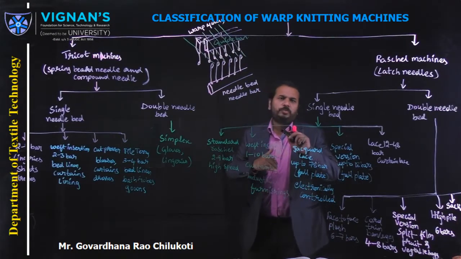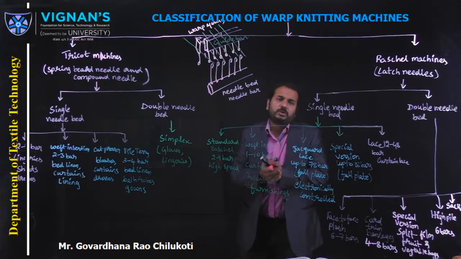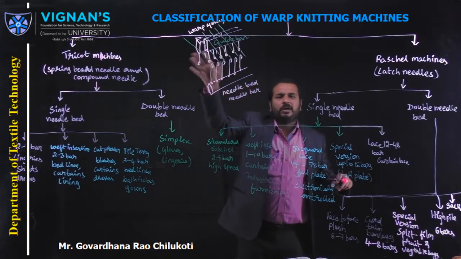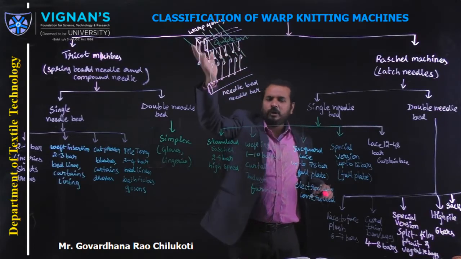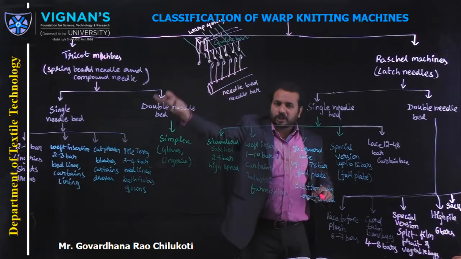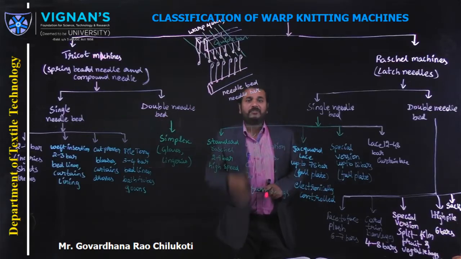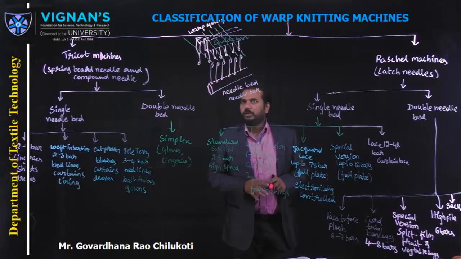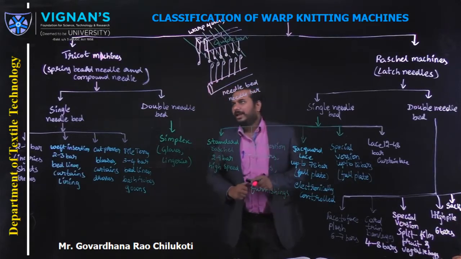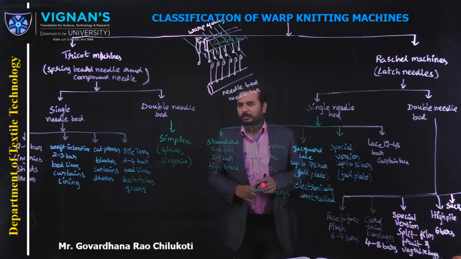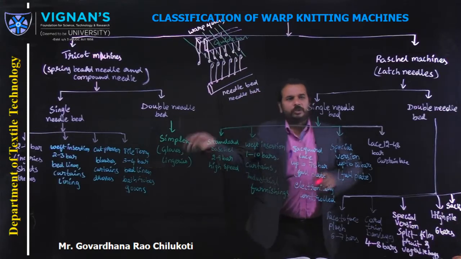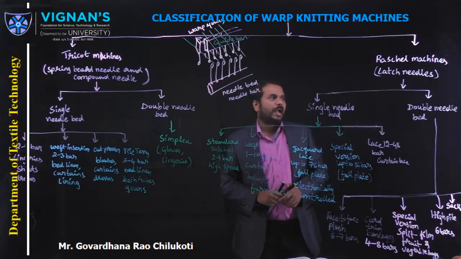If you want to produce a structural effect also, there is a guide bar movement and drive, and you can change the drive so that the fabric structure can also be produced differently. Okay, so that is where exactly the tricot and raschel knitting machines come in. Coming to the second category, that is raschel knitting machines.